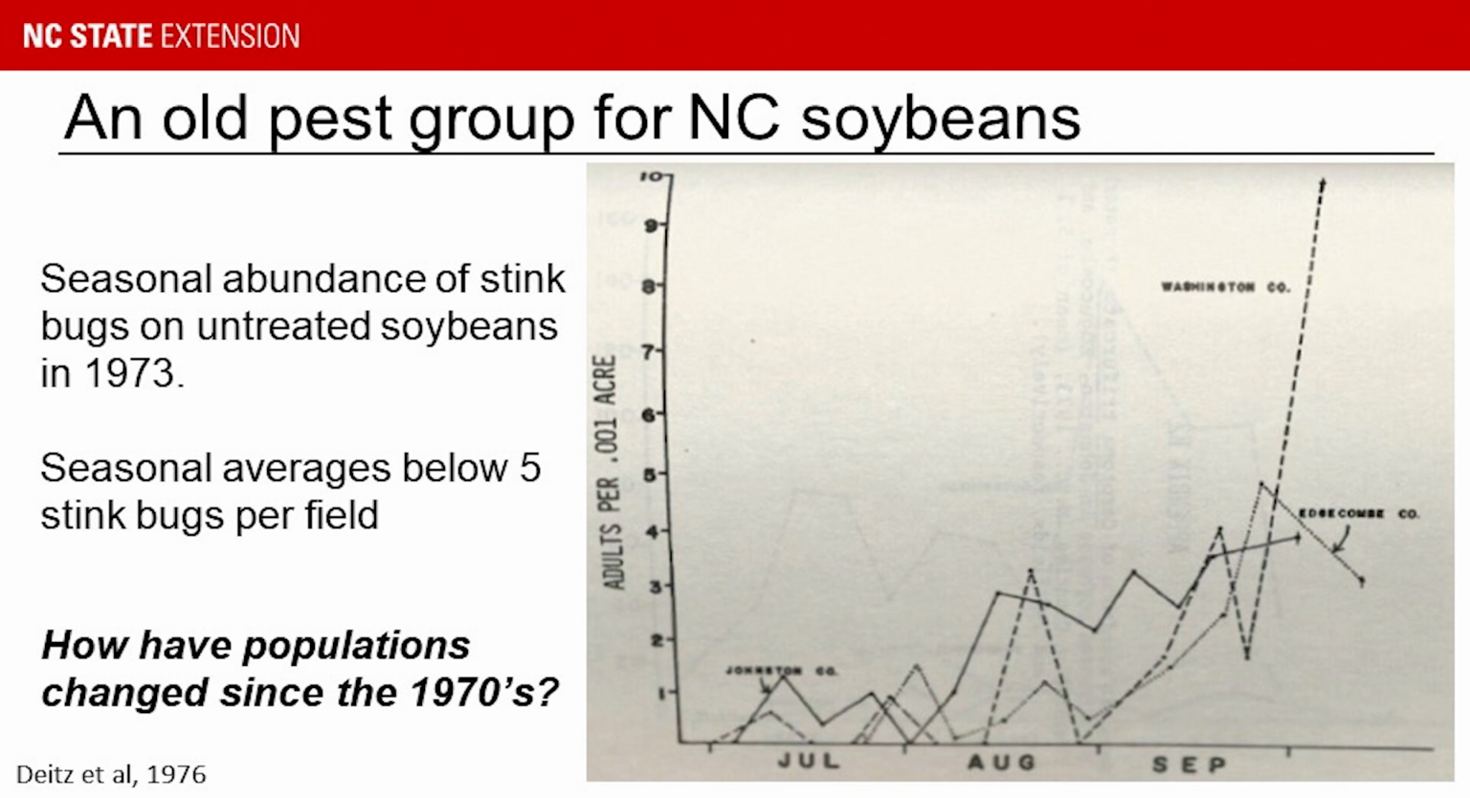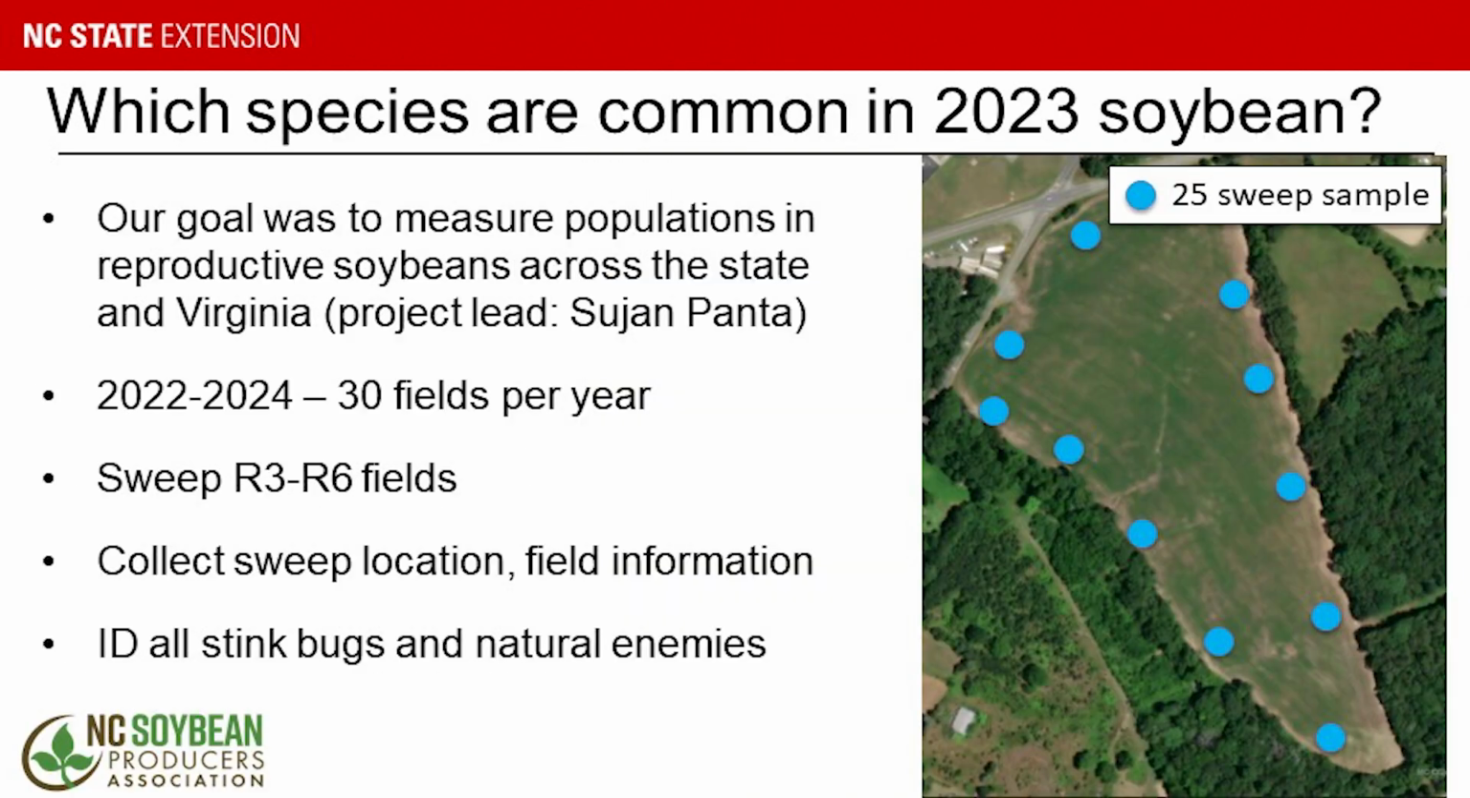So here's data from that. Here's a line chart. Here's Edgecombe County. Here's Washington County. Here's Johnston County. They found that stink bugs on average were fairly low. There were some cases, particularly in Washington County, in which they found high abundance of stink bugs. But I really wanted to know, given this information from the 70s, how has it changed over time? So this is what we did. This is work funded by the Soybean Producers Association in particular.